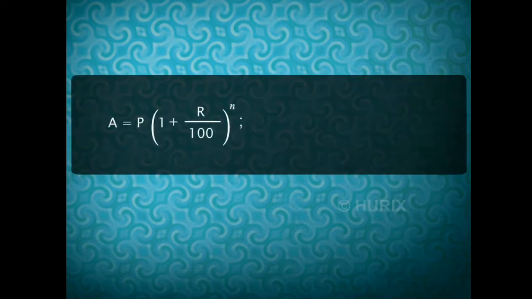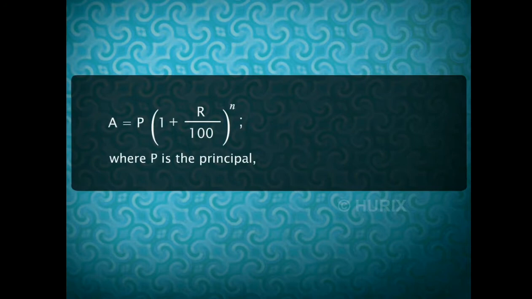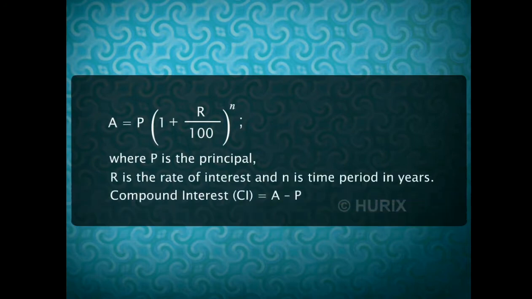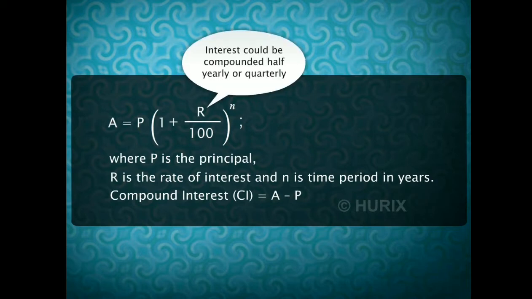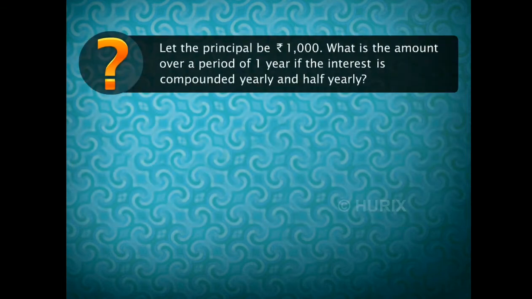So far, we have seen how to find the interest and the amount when the rate of interest was compounded annually. But the interest may not always be compounded annually. It could also be compounded half-yearly or even quarterly. Let's consider an example to understand this. Let the principal be 1,000 rupees. We observe what the amount is over a period of 1 year if the interest is compounded yearly and half-yearly.